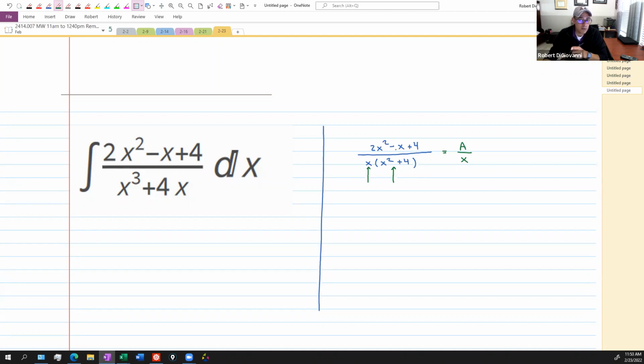And so this is where we need to remember from last class. If you ever have an irreducible quadratic, you're going to put the irreducible quadratic on the bottom, and on the top must go a linear expression. So you must put here Bx plus C. All right. Good. Now we just play the same game. We multiply both sides by the common denominator.